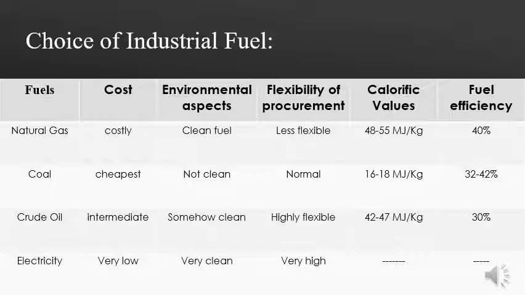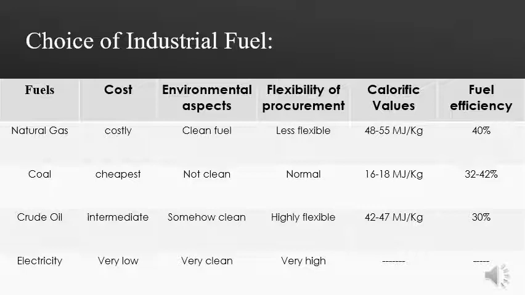After that, coal as a fuel is the cheapest in terms of cost, and in environmental aspects it is not much clean, and its procurement is normal. Its calorific value is 16 to 18 megajoule per kilogram, and its efficiency is about 32 to 42%. Crude oil has intermediate cost, it is somehow clean in terms of environmental aspects, and its flexibility is very high. It has 42 to 47 megajoule per kilogram calorific value and gives 30% fuel efficiency.